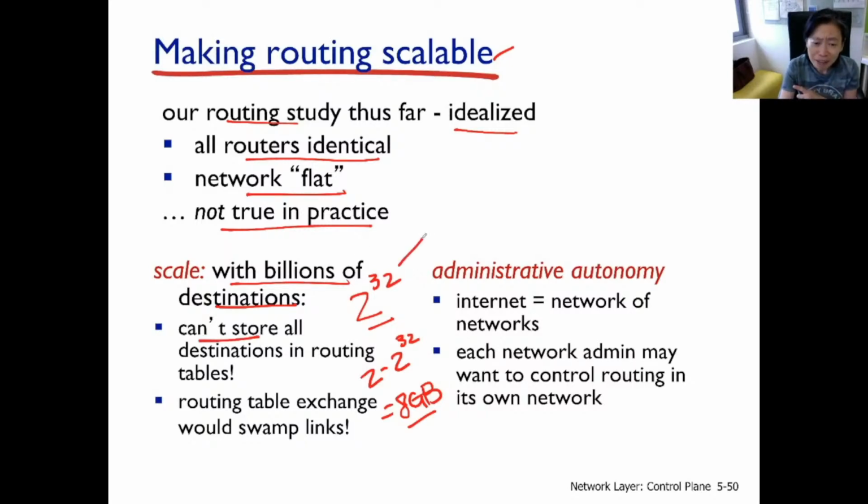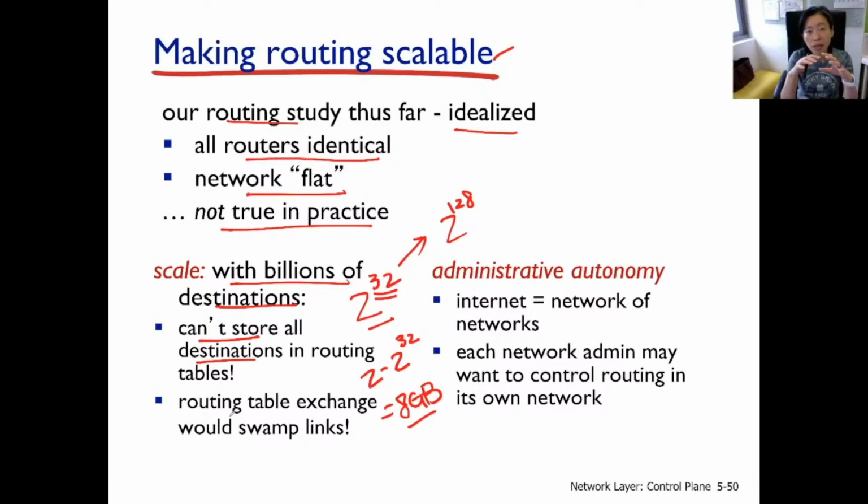And if you think about this, hey, this is the IPv4 address space. What about IPv6? Ouch, you don't want to go there. So even if we use a more scalable routing algorithm, distance vector, and consider it working on the internet, it's not going to scale. We cannot be storing all destinations.